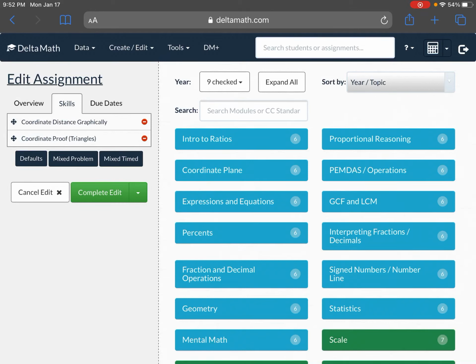Hey everyone, I just wanted to put a little video together on what you're going to be doing for homework. The DeltaMath is on coordinate distance graphically, where you have to figure out how to find the distance between 2 points graphically. And then there's something called coordinate proof for triangles. So I'm going to show you how to do one or two examples of each, so that way you have a good idea of how to do the problems.